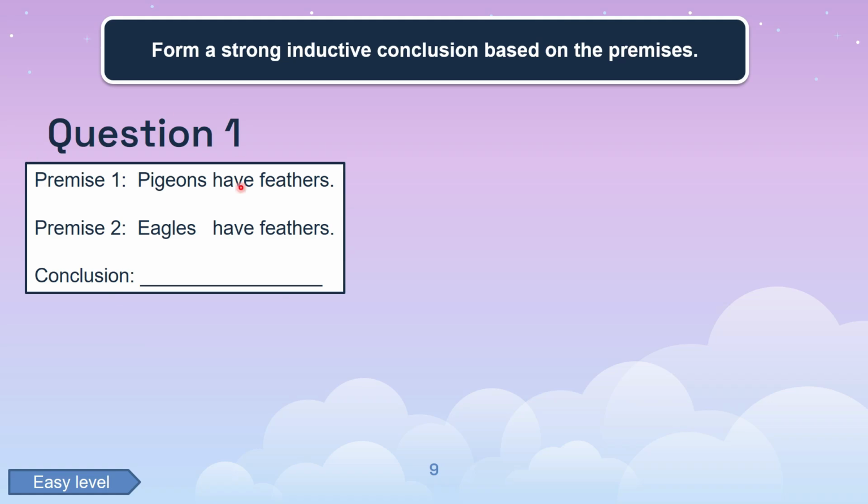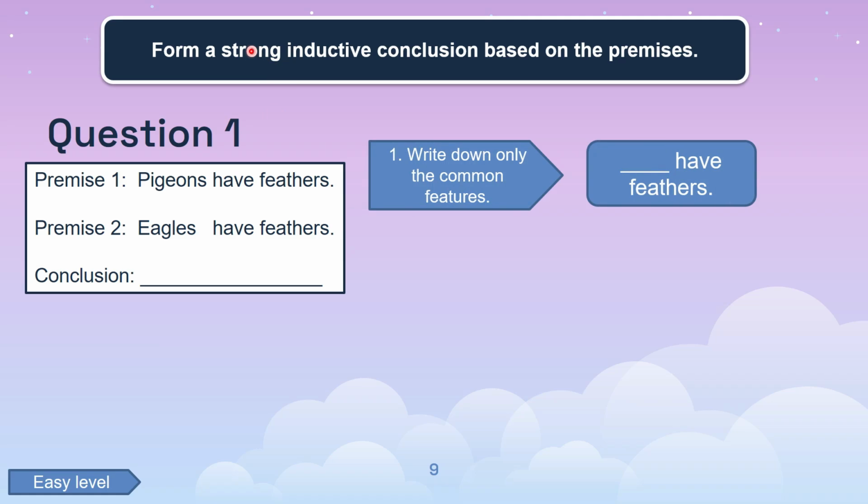Premise 1, pigeons have feathers. Premise 2, eagles have feathers. For the conclusion, we must come out with a strong inductive conclusion. For the first step, same as before, we must write down only the common feature. The common feature is have feathers.